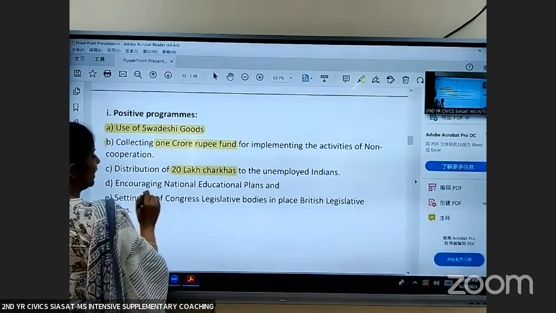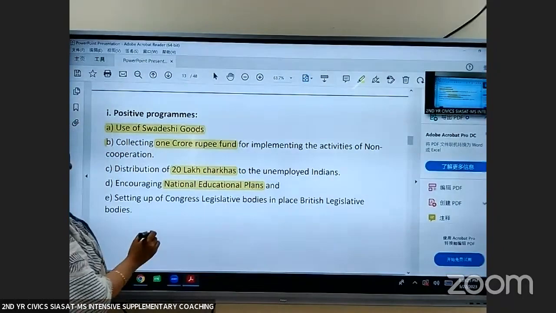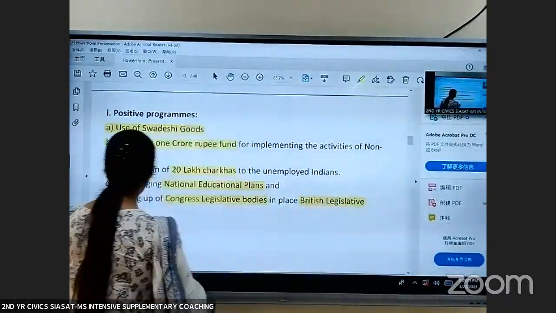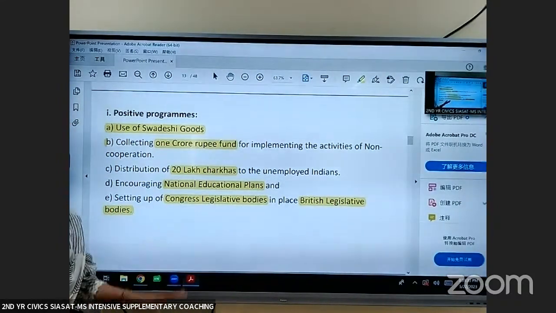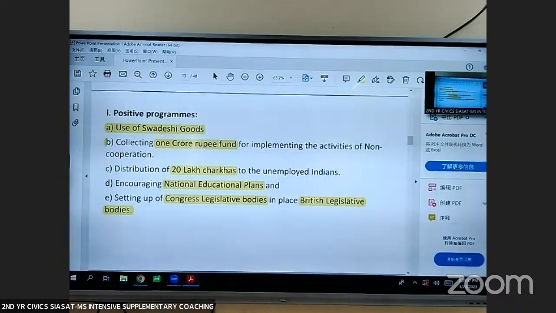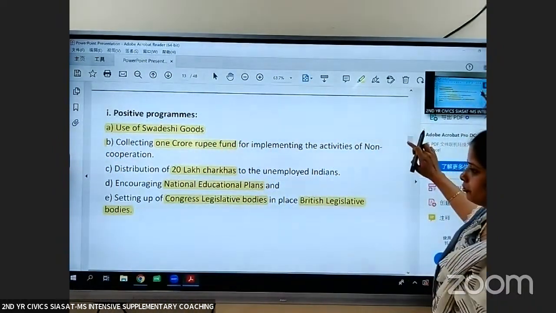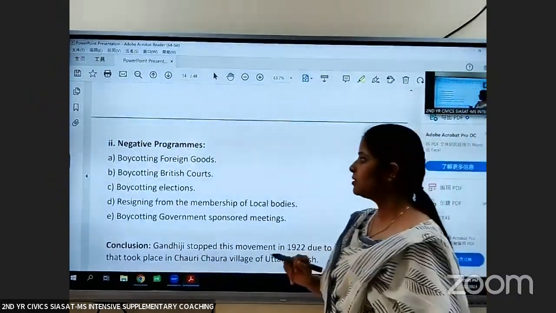They also encouraged national education plans, and Congress legislative bodies replaced British legislative bodies. So these were the positive programs. Let us see the negative programs.